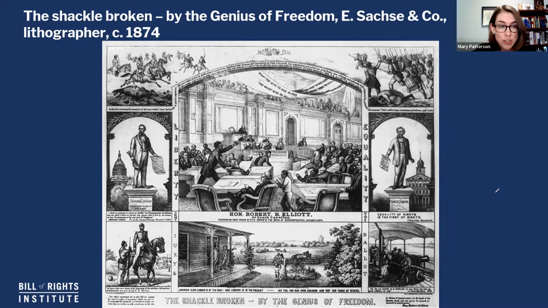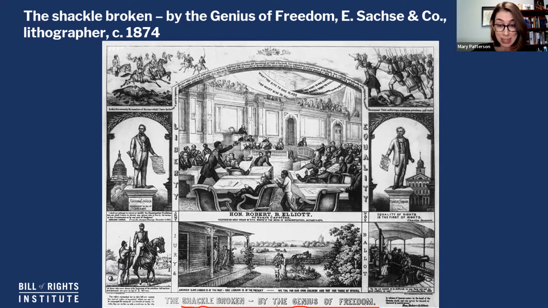And here's our image, The Shackle Broken by the Genius of Freedom. This is a lithograph, which is basically a print, and it's from approximately 1874. So I can see here the title, The Shackle Broken by the Genius of Freedom. So shackles are like handcuffs, something that would bind your hands or feet together. And the Genius of Freedom. Okay, so it's an interesting title. And there's a lot going on in this picture.